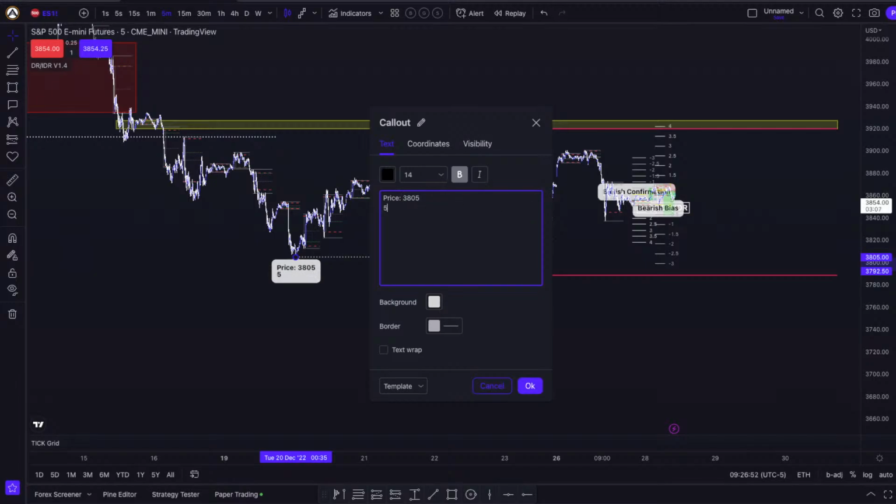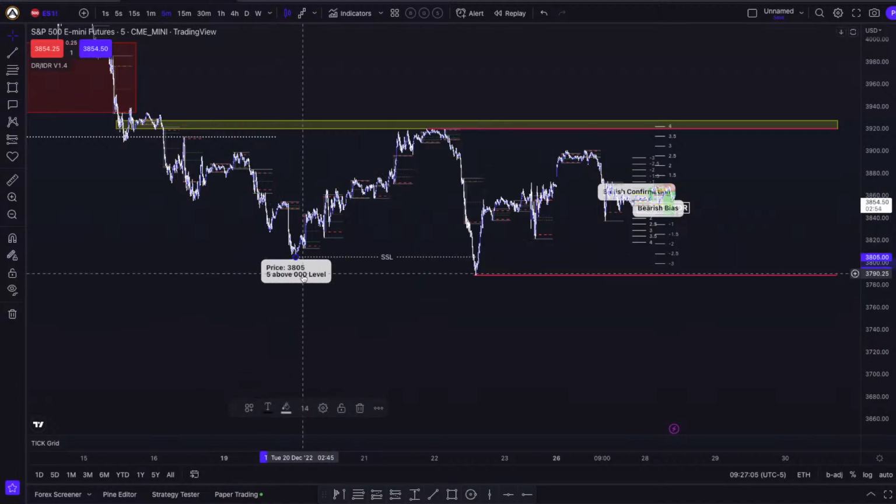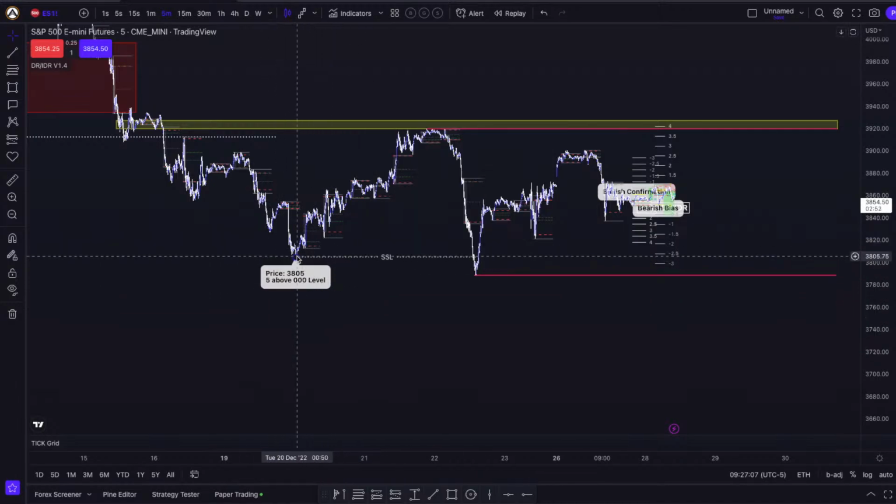That is effectively 5 points above, or $5, whatever, a 000 level, 3,800 level. So basically what they did here is they didn't move it below 3,800, they moved it just towards 3,800, so only 5 points away, moving it back up, testing the volume inefficiency.